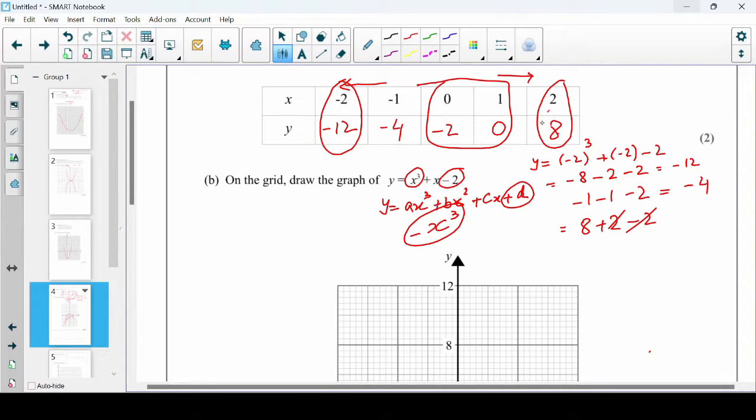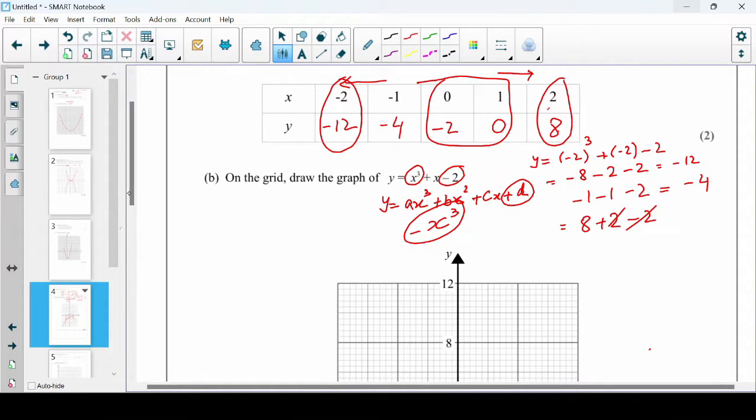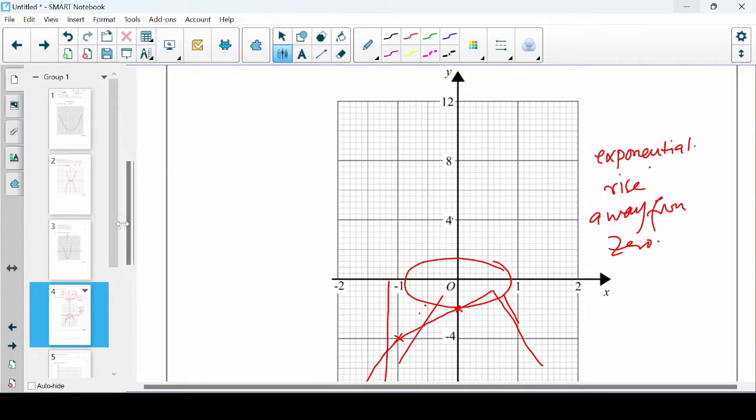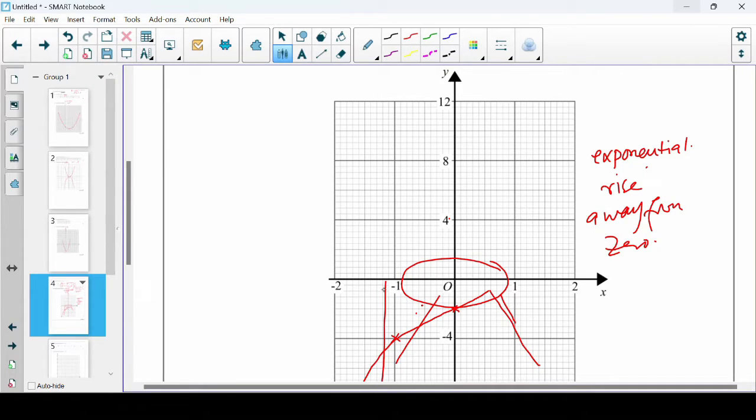Like you see 2 and 8, -2 and -12. So this shows that if you move away from the 0, the values in a cubic graph move very exponentially. So there is an exponential rise in values when you move away from 0. And when you are close to 0, there's not much change. So that's why the cubic graphs are a little constant, you can say, along this 0, and then move very exponentially up or exponentially down.